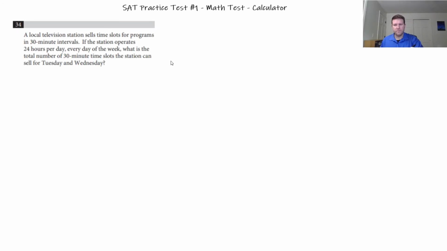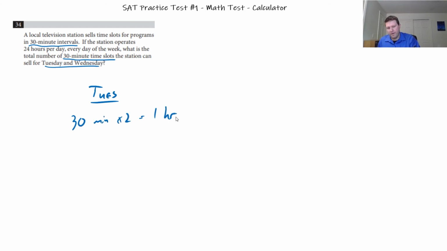34 is kind of basic, but you just have to visualize it properly. The time slots are in 30-minute intervals, and it operates 24 hours per day, every day of the week, so it's going all the time. How many 30-minute time slots are there on Tuesday and Wednesday? If you go with Tuesday, I would turn this into hours, which is probably the easiest way to think about it. So 30 minutes times 2 makes 1 hour, and then times 24.